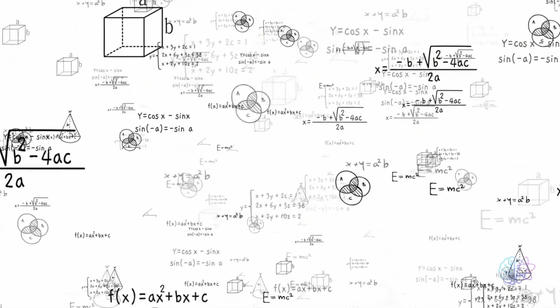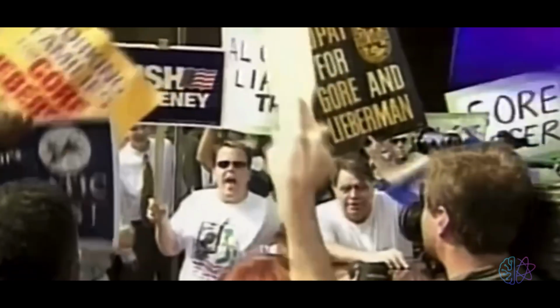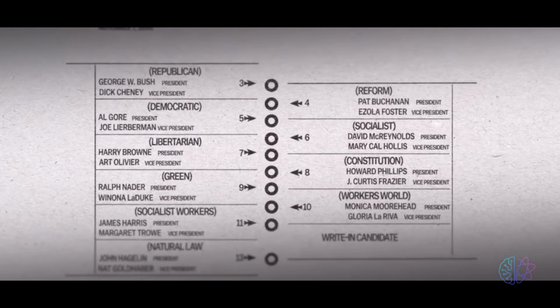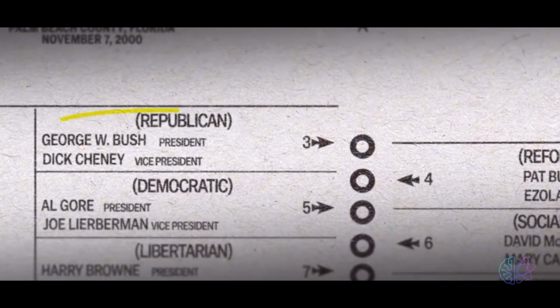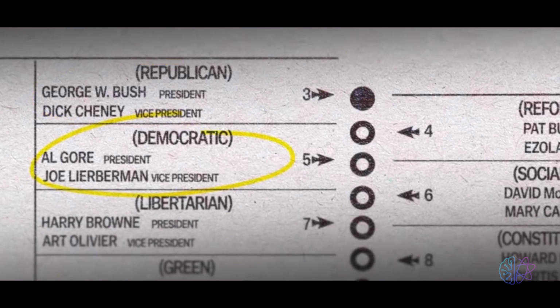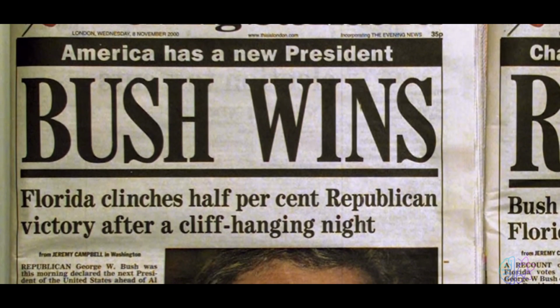This isn't just theoretical. In 2000, the US presidential election came down to Florida, and the infamous butterfly ballot. Thousands of voters accidentally voted for Pat Buchanan instead of Al Gore. Bush won Florida by 537 votes. Gore won the popular vote nationally by 500,000, but lost the presidency. What if the ballot had been clearer? What if a different voting method was used?